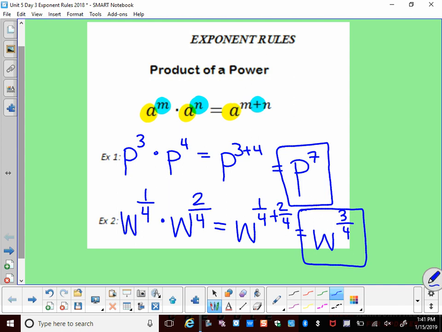Excuse me, what? We just added your fractions together. So basically, what do we call A again? Just the base. So if the base is the same, your base stays and you add your exponents.